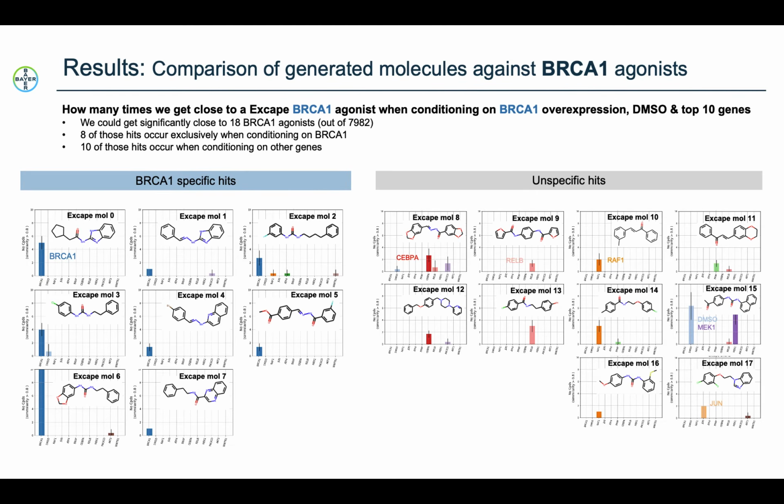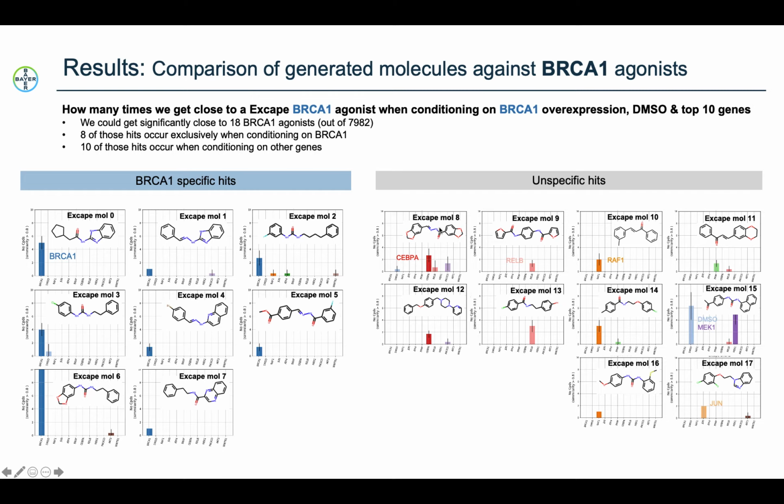All right, and finally, we report the results for the last agonist, which was BRCA1. And in this case, we could get significantly close to 18 BRCA agonists out of the nearly 8,000. So again, those were all the hits, sorry. And from those 18 hits, 8 hits occur when conditioning on BRCA itself, so the specific hits on the left, and 10 of those hits happen when conditioning on other genes.